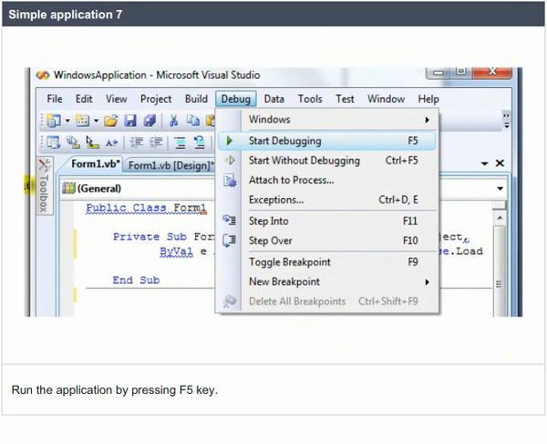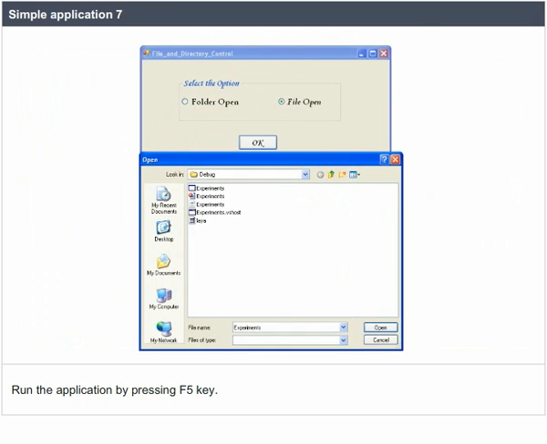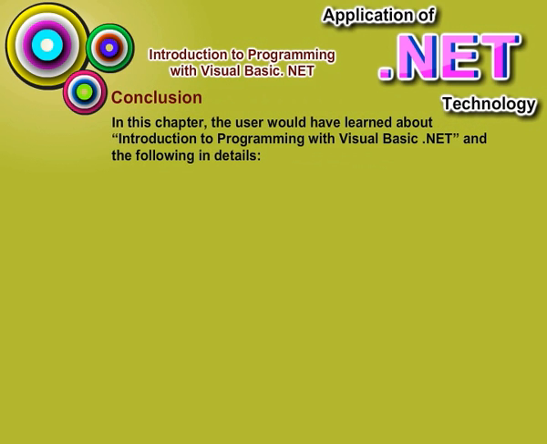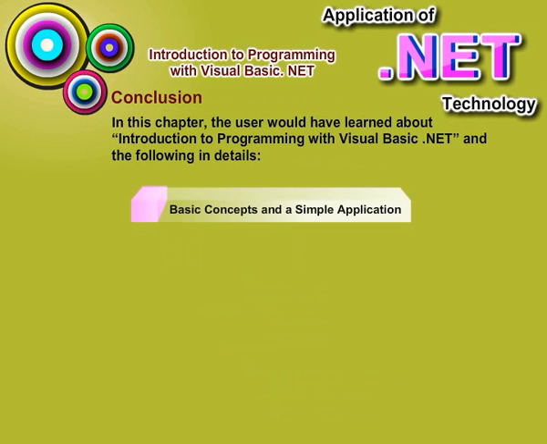Conclusion. In this chapter, the user would have learned about Introduction to Programming with Visual Basic.NET and the following in detail: basic concepts and a simple application, using variables, constants, functions, processing decisions, looping structures and lists.